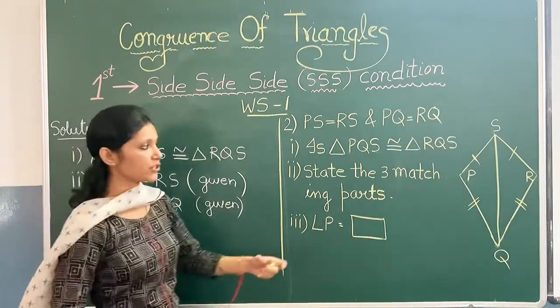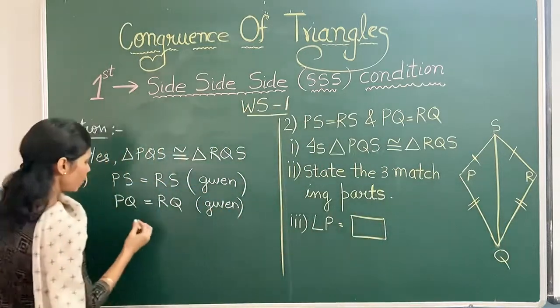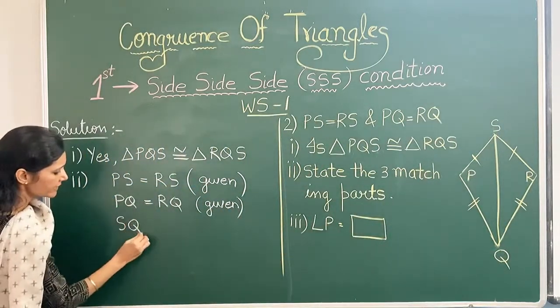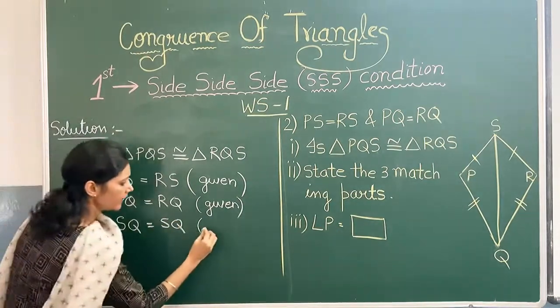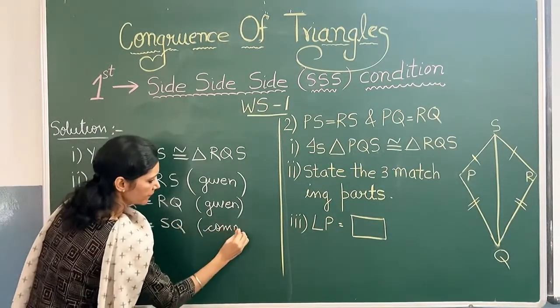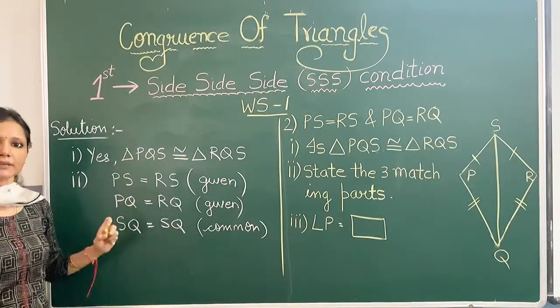And the third matching pair of the two triangles is SQ. And SQ is common to both the triangles. So we will say SQ is equal to SQ. And the reason here would be common. So these are the three matching pairs.